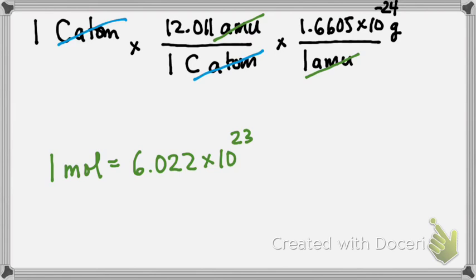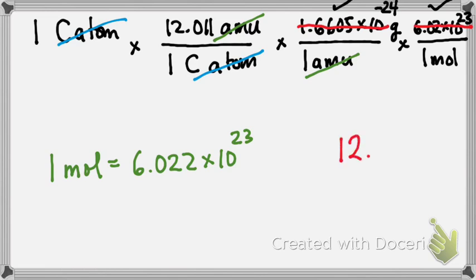So my last conversion factor is 1 mole is 6.02 times 10 to the 23rd. Because these last two numbers in the numerator, here and here, are mathematical reciprocals, when I multiply them together, I'll get 1. So the numbers themselves cancel. So this leaves me with carbon having a mass of 12.011 grams per mole.